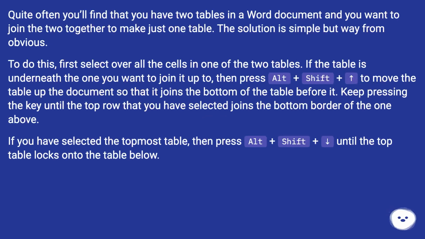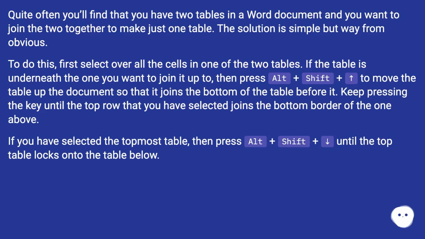Quite often you'll find that you have two tables in a Word document and you want to join the two together to make just one table. The solution is simple but far from obvious. To do this, first select all the cells in one of the two tables. If the table is underneath the one you want to join it up to, then press Alt plus Shift plus Up to move the table up the document so that it joins the bottom of the table before it. Keep pressing the key until the top row that you have selected joins the bottom border of the one above.